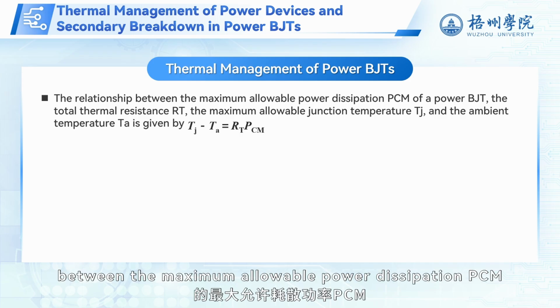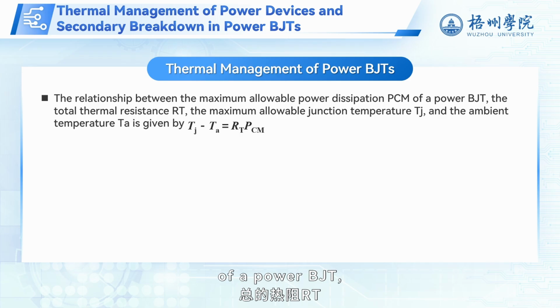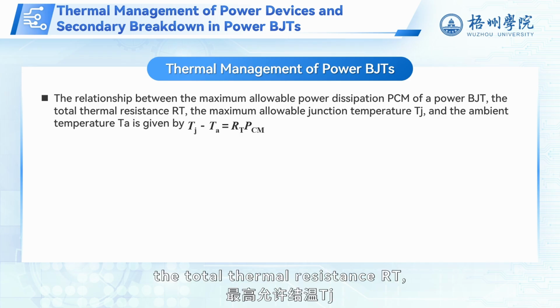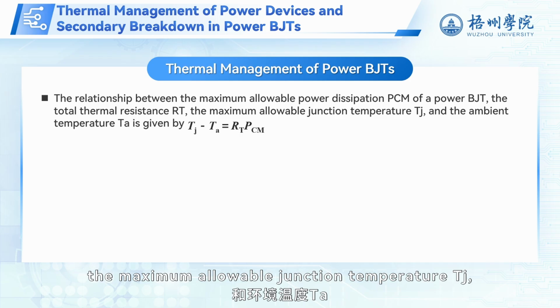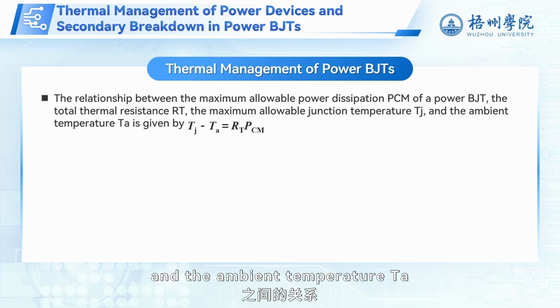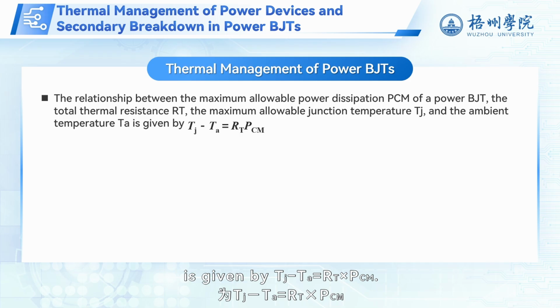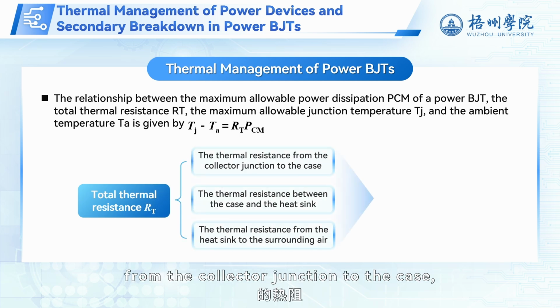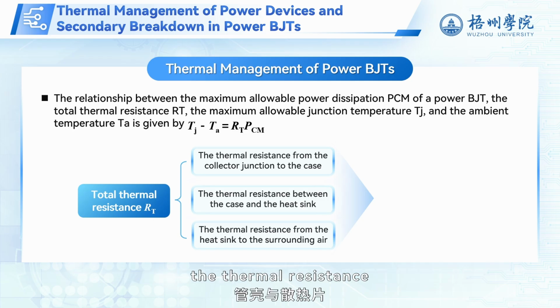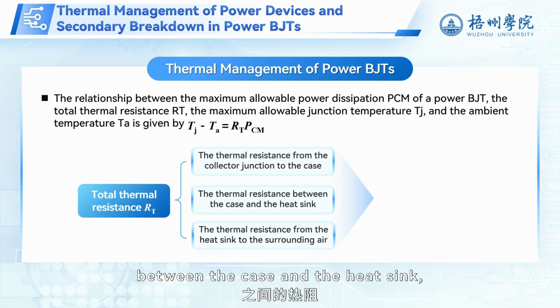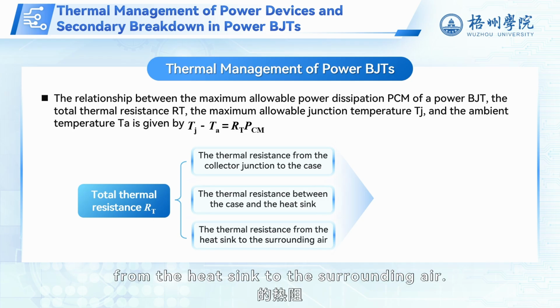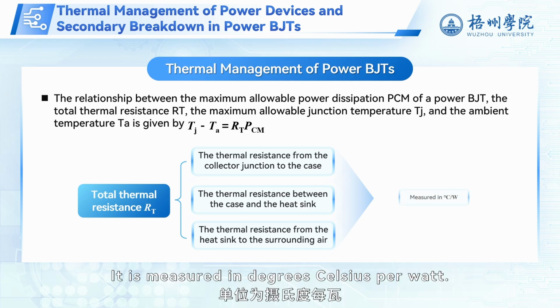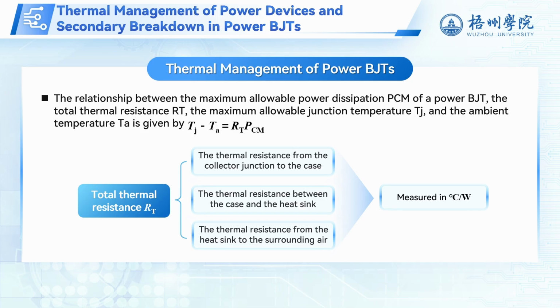The relationship between the maximum allowable power dissipation PCM of a power BJT, the total thermal resistance RT, the maximum allowable junction temperature TJ, and the ambient temperature TA is given by TJ minus TA equals RT times PCM. The total thermal resistance RT includes the thermal resistance from the collector junction to the case, the thermal resistance between the case and the heat sink, and the thermal resistance from the heat sink to the surrounding air. It is measured in degrees Celsius per watt.